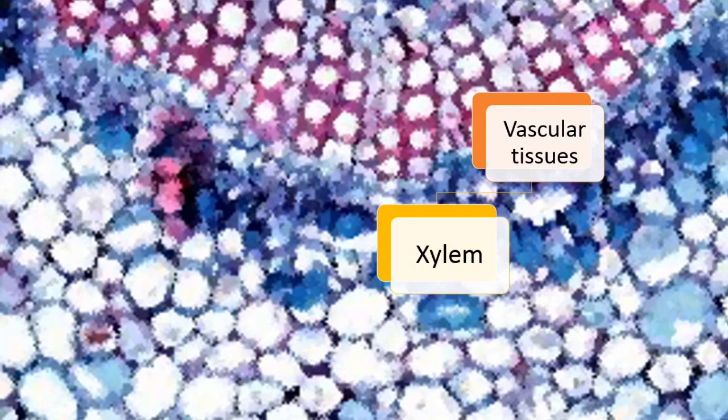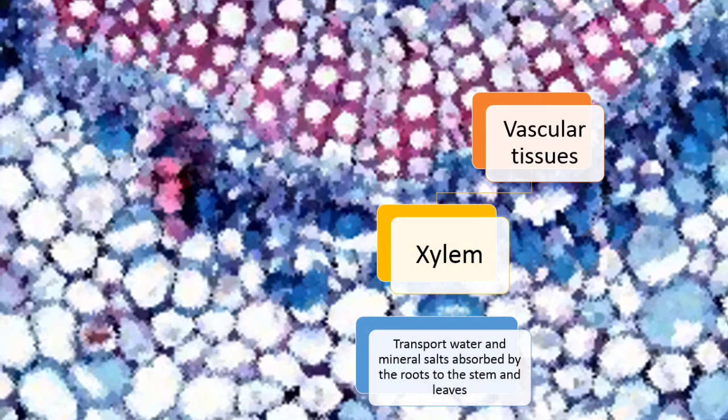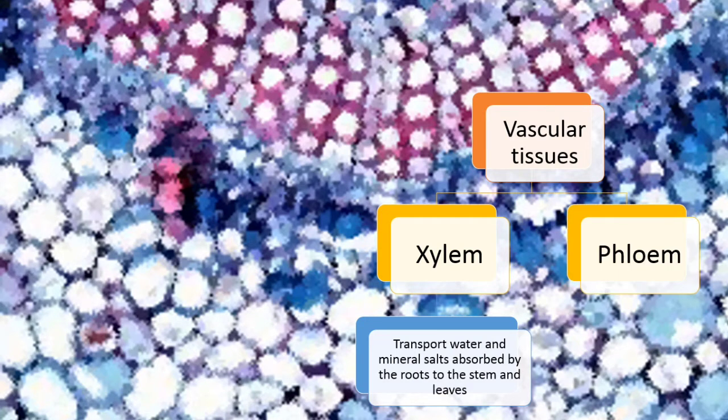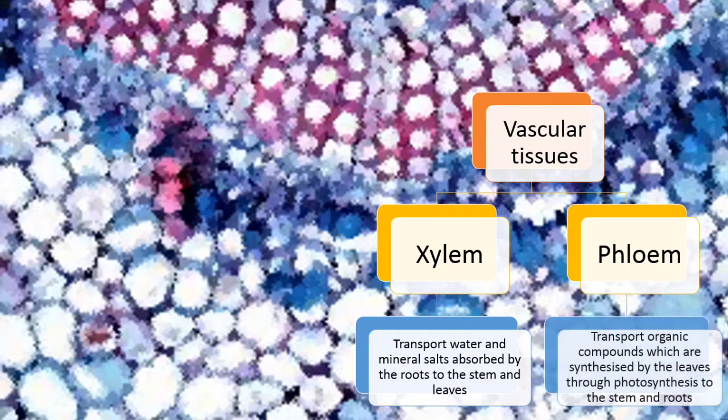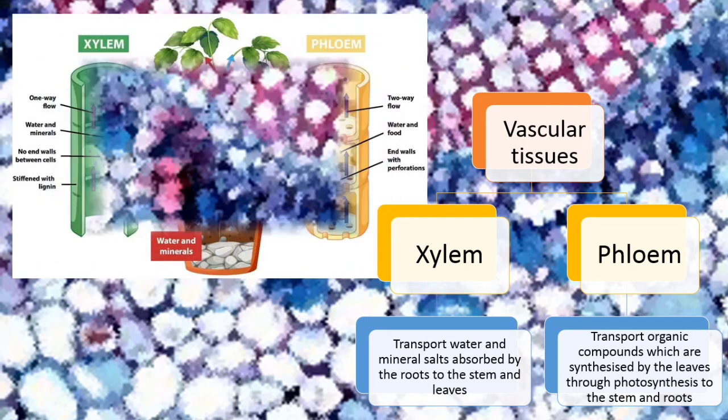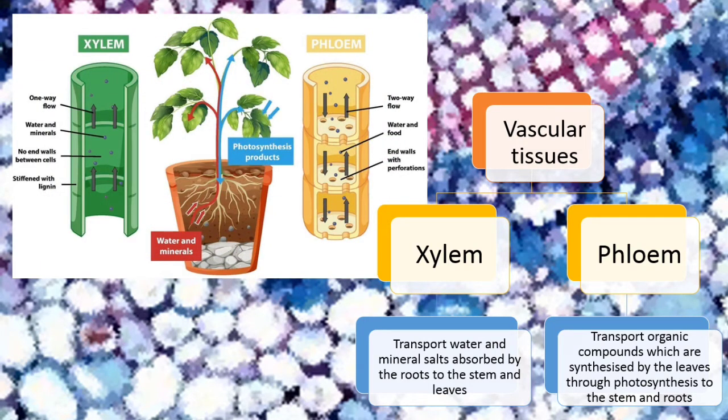Vascular tissue is divided into two. Xylem transports water and mineral salt absorbed by the roots to the stem and leaf. Second one is phloem, which transports organic compounds which are synthesized by the leaf through photosynthesis to the stem and the roots. So this is the picture of xylem and phloem.